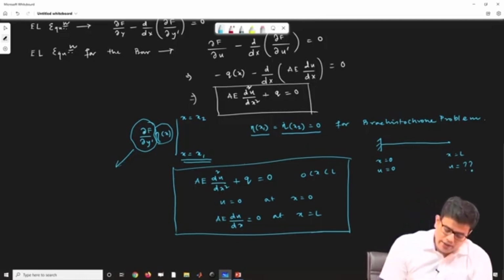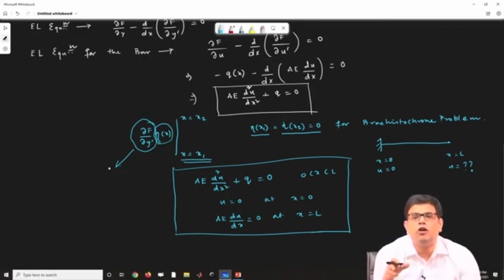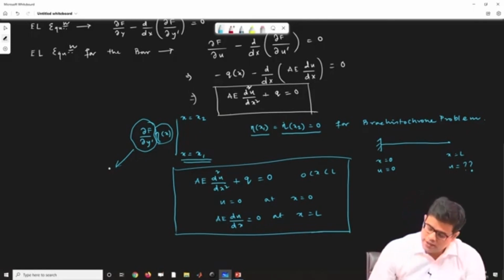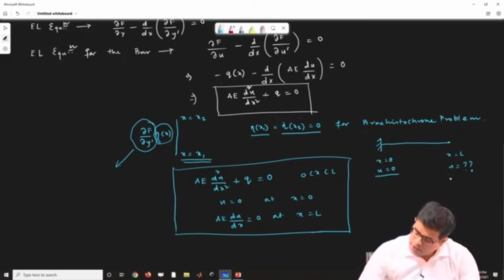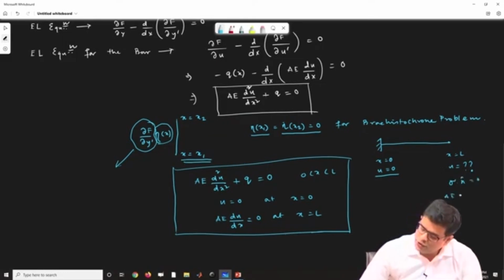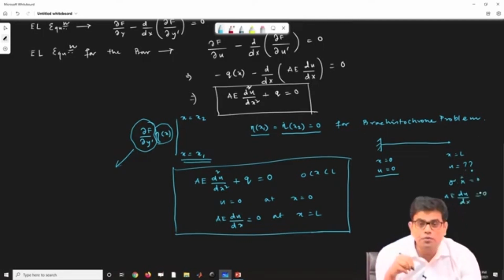Now the Neumann boundary condition involves the derivatives of the problem, while Dirichlet boundary conditions involve the field variable u. So this is the Dirichlet boundary and this is the Neumann boundary. Here sigma dot n is 0, so that means A du dx is 0. So this is the Neumann boundary.